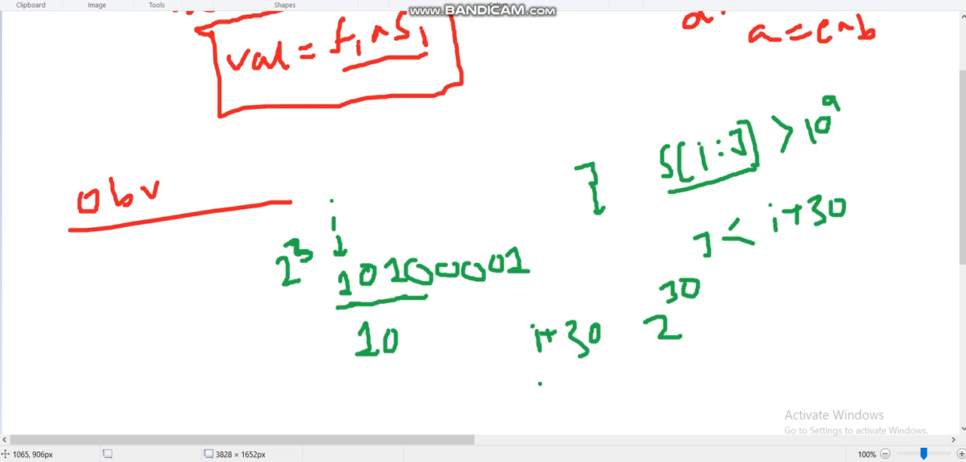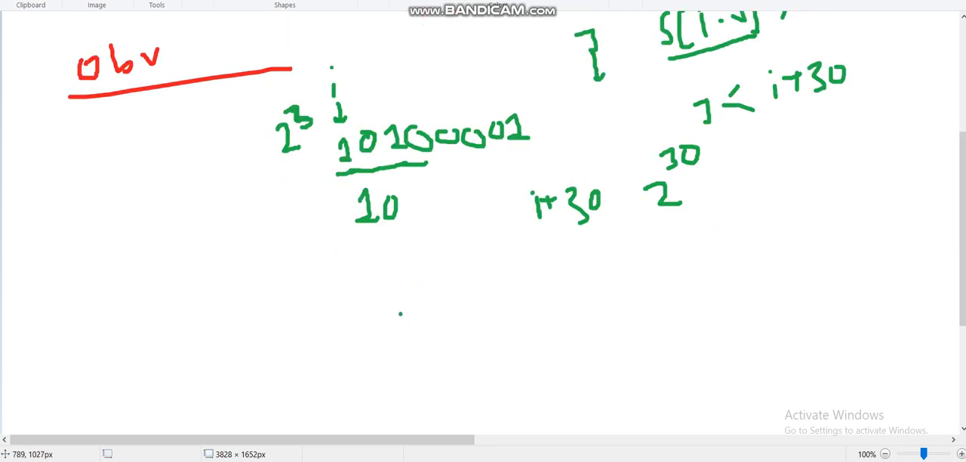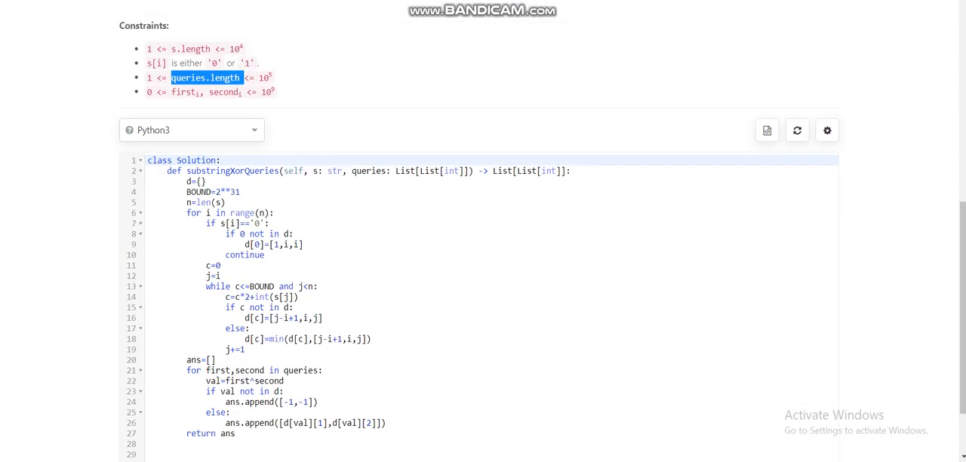Okay, so that is the first and the last thing we need to solve this problem: we just iterate over all the substrings which start with 1, that is, all the substrings at index I starting with 1. So that's what I am doing here. We are just having bound as 2 to the power 31. You can do it with 2 to the power 30 also, but for safety I have done that.